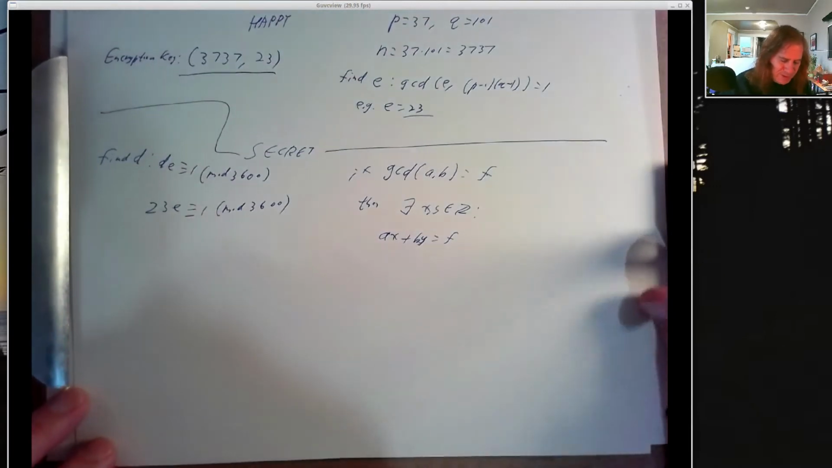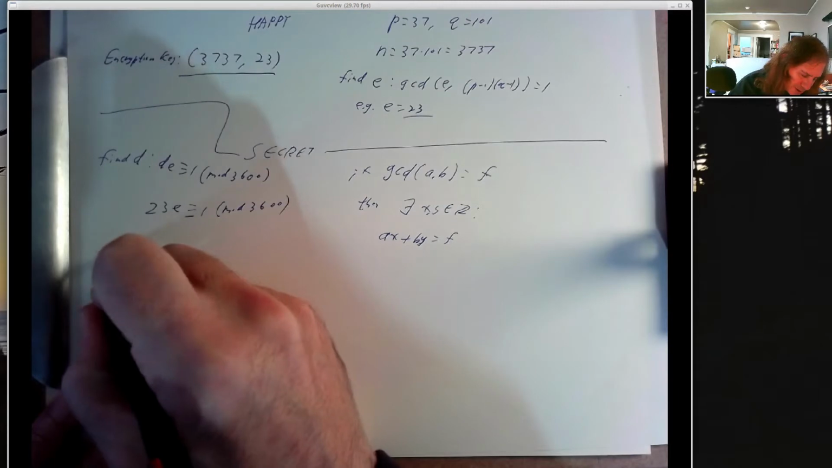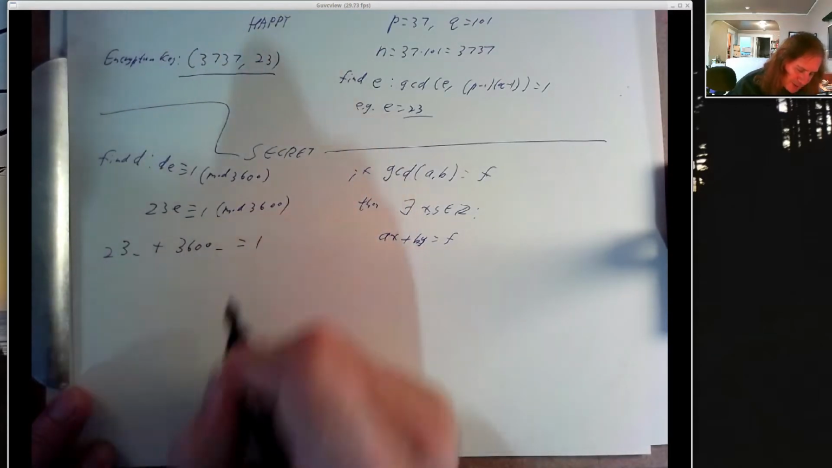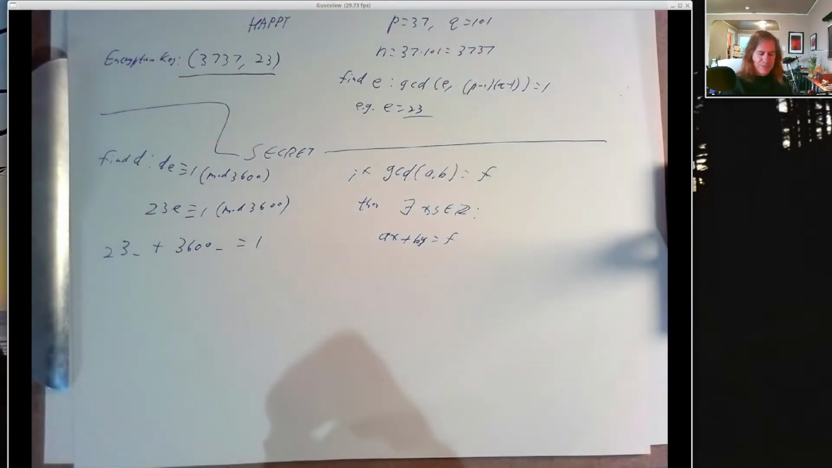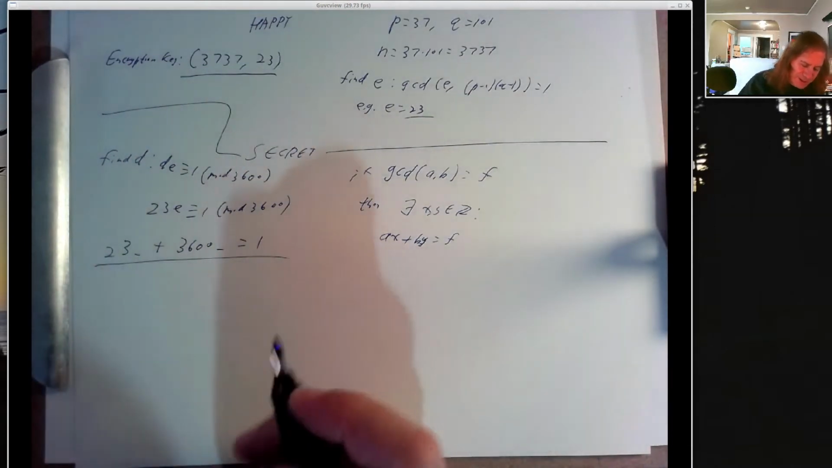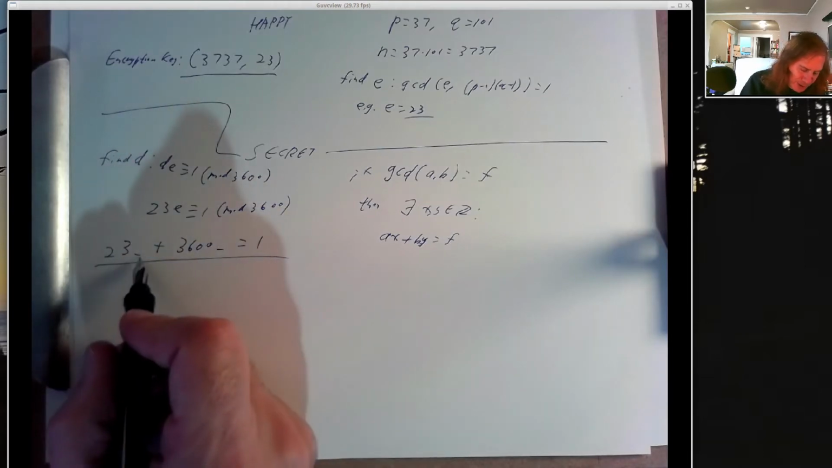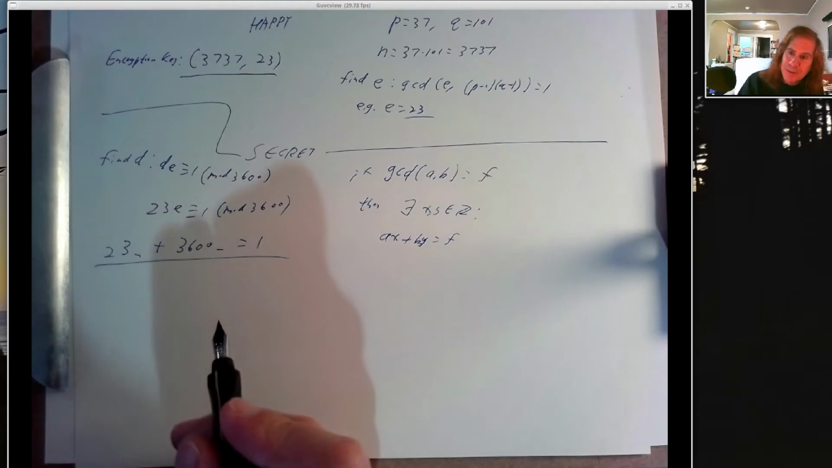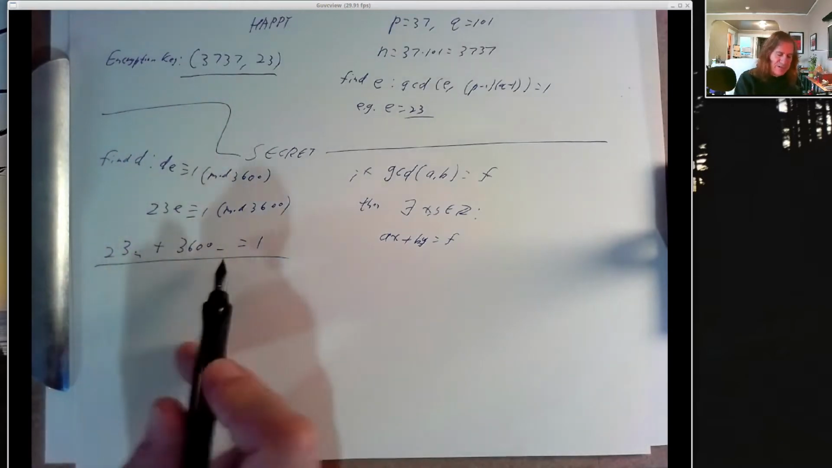So in this case, we're guaranteed that there are integers such that 23 times something plus 3600 times something equals 1. That's a consequence of the GCD being 1. But if we can find our integers that make this equation true, then 23 times this will be a multiple of 3600 plus 1. Right? It'll be 1 more than a multiple of 3600. So how do we find the numbers that satisfy this equation?